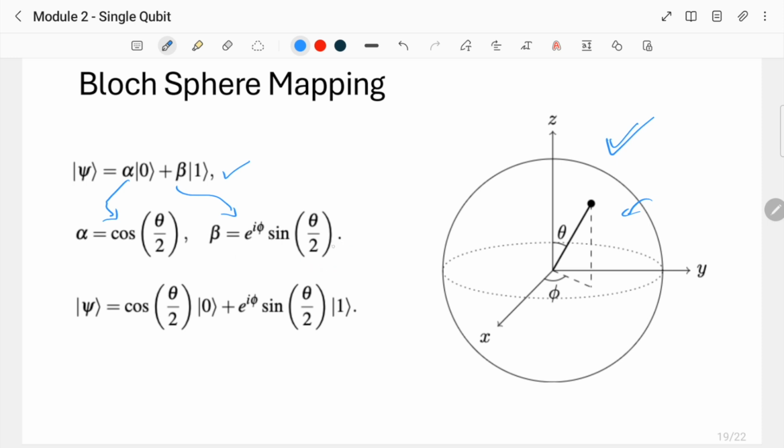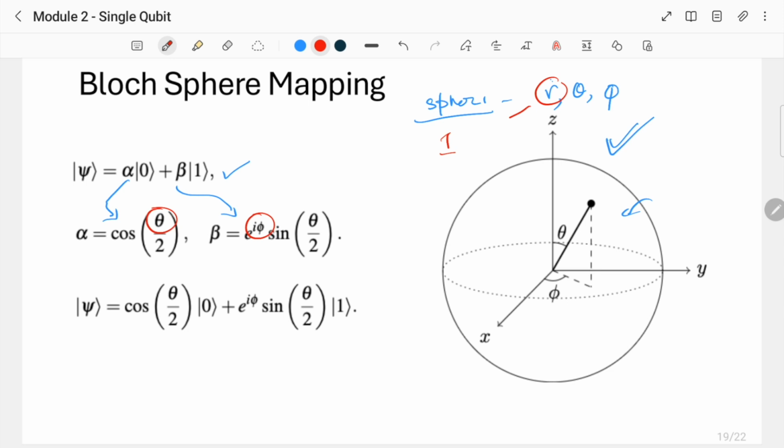And once we obtain these values, we can easily plot this, because remember, in spherical coordinates, all we need is our r, theta and phi, and we can plot it. We already know what our r is. It's always 1, because our state is normalized. We can obtain our theta from here and our phi from here.